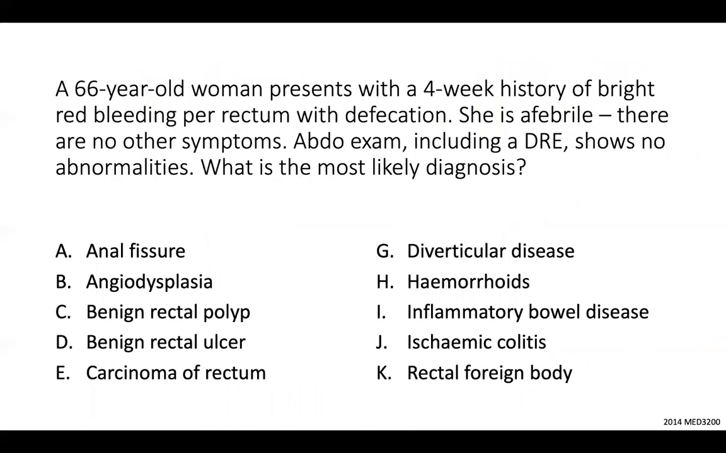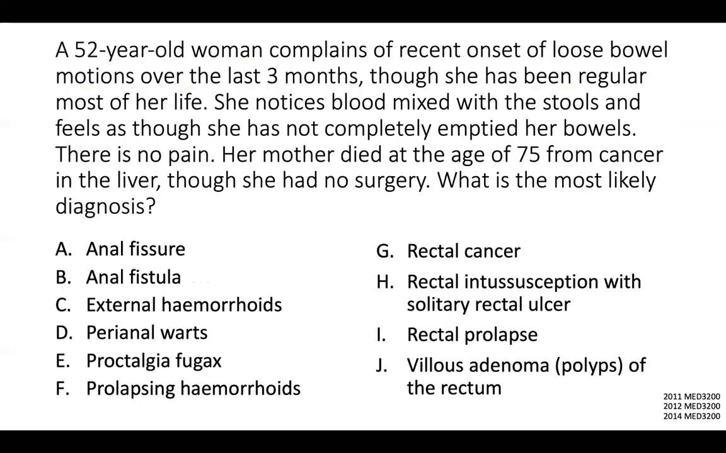Okay, a history of bright PR bleeding and nothing else. So what's the most common cause? Yeah, so you might consider it could be hemorrhoid, but the most likely is diverticular disease.